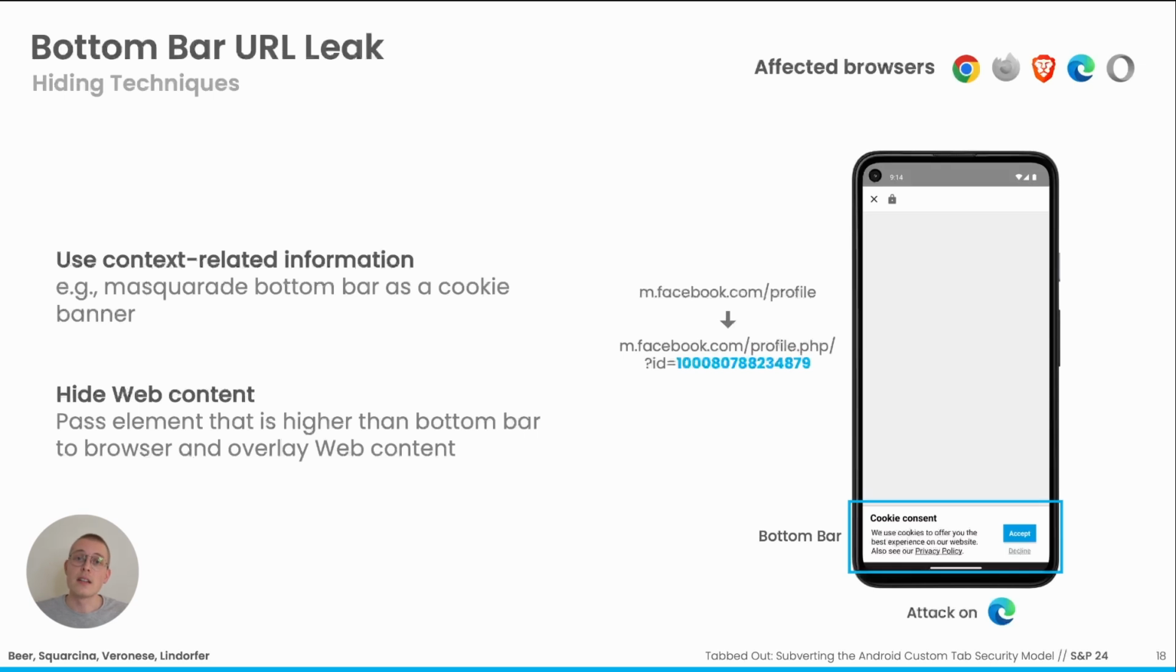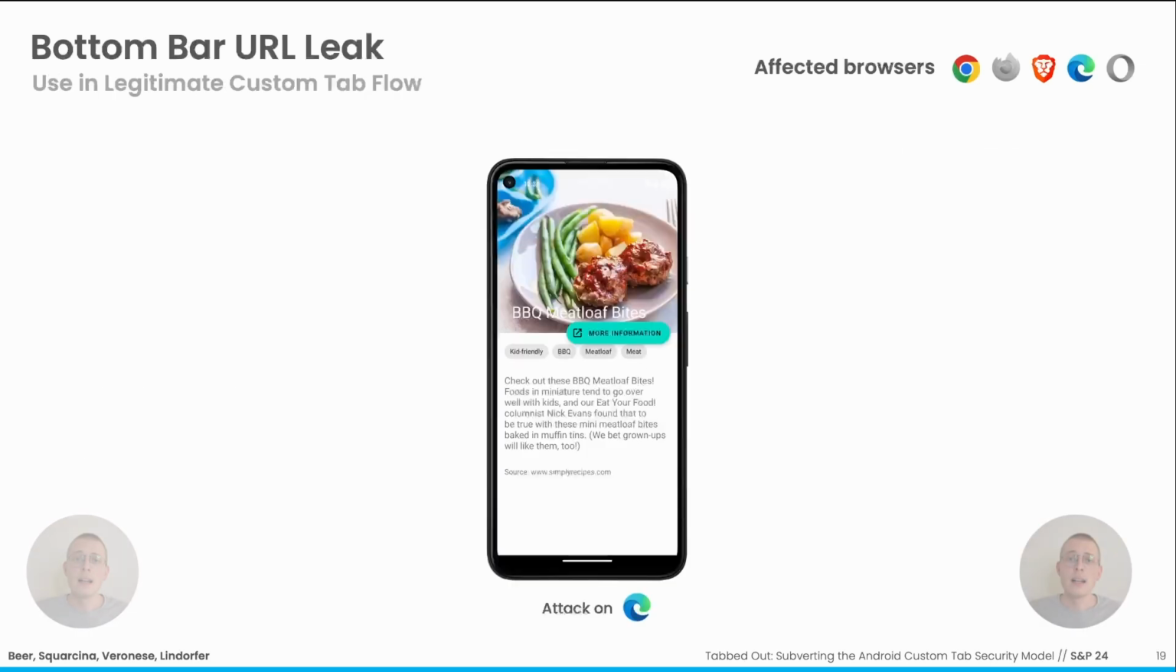And as you can see here in this figure, there is no way for a user to know on which website they currently are. On Chrome custom tabs and Brave custom tabs, we cannot hide the domain, but we can still overflow the bottom bar and hide the web content. And we can use this in a legitimate custom tab flow. So here we have an application that shows us a recipe, and we want to get more information about the recipe, so we click this more information button here.